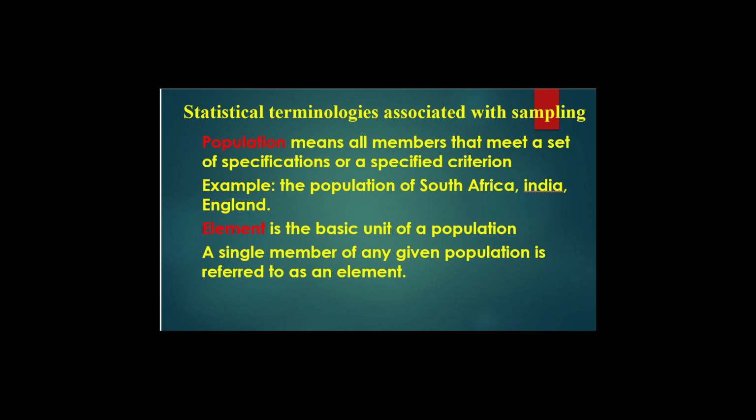What is the difference between population and sample? The term population means all members that meet a set of specifications or a specified criterion. For example, the population of Ethiopia is defined as all people residing in Ethiopia. The population of Dire Dawa means all people living within the city's limits or boundary. A single member of any given population is referred to as an element. Element is the basic unit of a population. Population is the totality of elements about which a decision is made, or the totality of elements being studied. Example: a population of persons, televisions, bees, documents, etc.